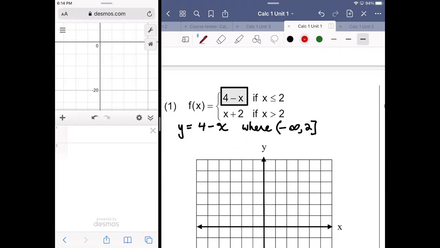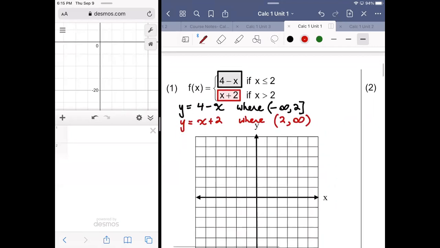Right. The other piece is x plus 2. But this time, where the graph begins at 2 and goes on to infinity, the difference here is you can't include the 2, right? Because it's got to be greater than 2. So we use parentheses to indicate that, right?